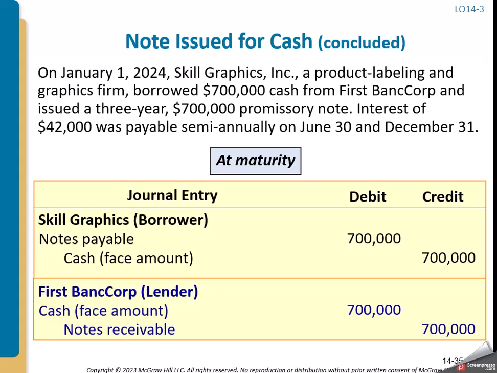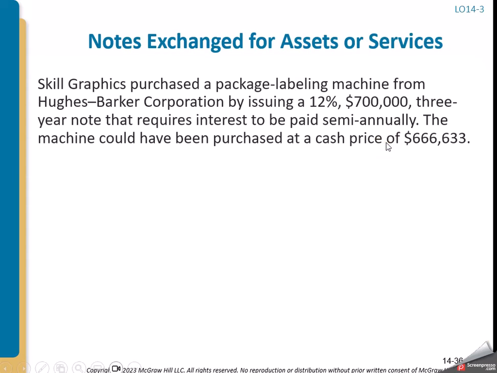And then we'd owe the whole $700,000 back at the end. And then that's what this slide here shows. Then once we get to the maturity date, we're going to credit cash for $700,000 and then debit that notes payable to pay it off.